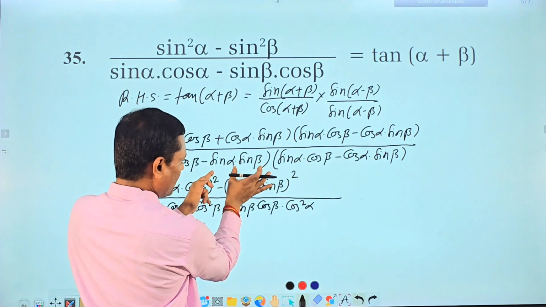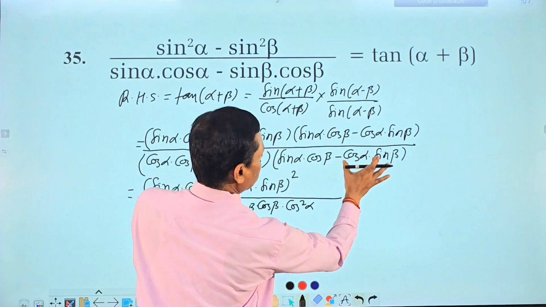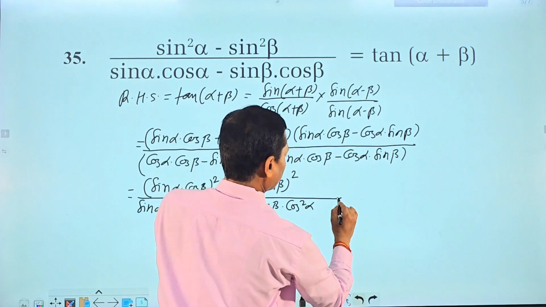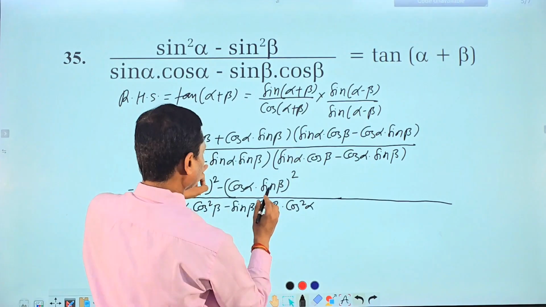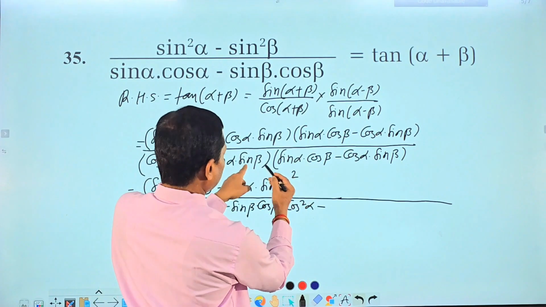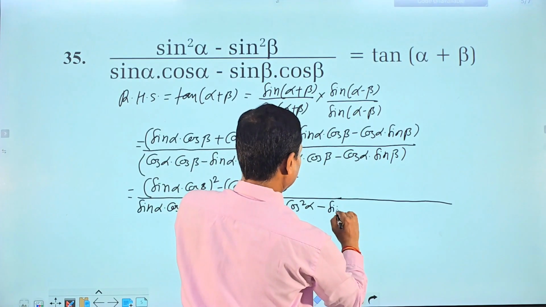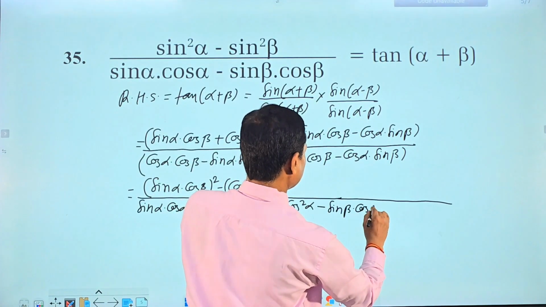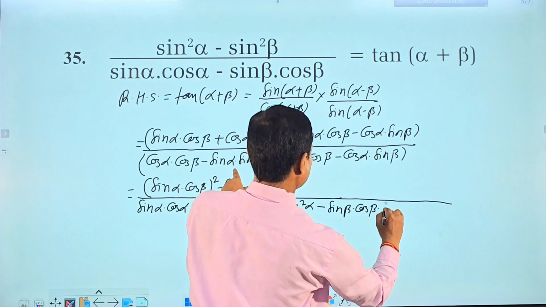Okay, now same, there's a minus sin alpha dot sin beta. With this term by this term, we are just going to multiply. Look carefully. Minus, which one is matching here? Sin alpha, right? So we write here sin beta dot cos beta dot sin square alpha, right?